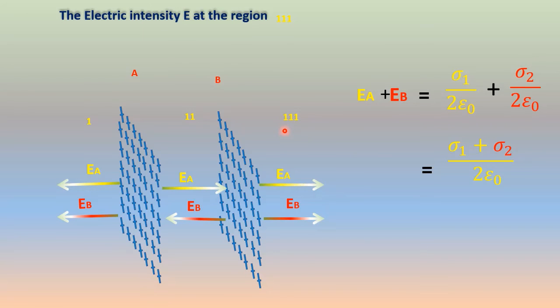Now we have to find the electric field intensity at the region 3. Here the electric fields EA and EB are in the positive directions and also in the same direction. So we can write the total electric field intensity at this region is EA plus EB is equal to sigma 1 by 2 epsilon 0 plus sigma 2 by 2 epsilon 0 is equal to sigma 1 plus sigma 2 divided by 2 epsilon 0.